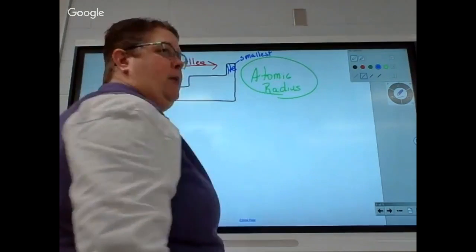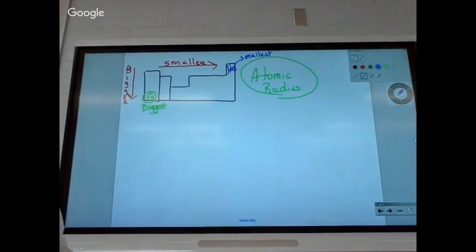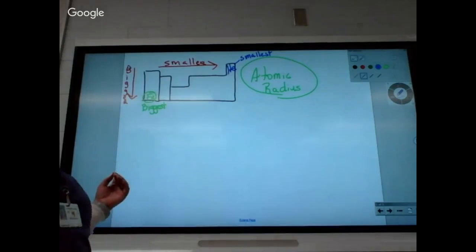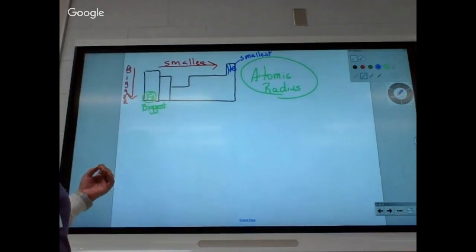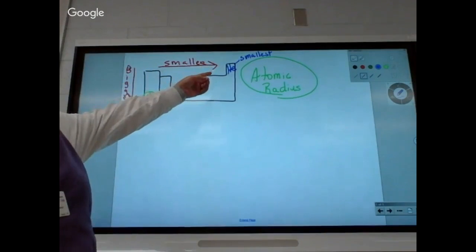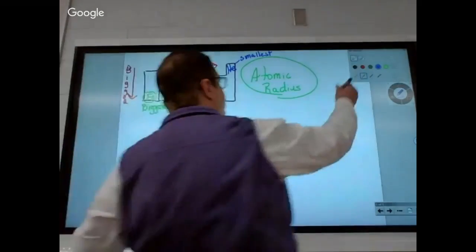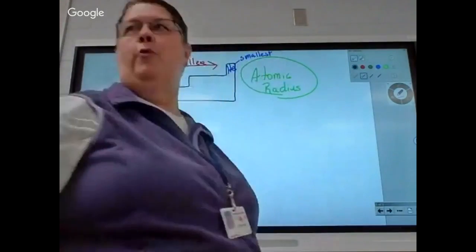Now, some people, instead of learning the arrows, prefer to learn, oh, francium's the biggest. So the closer I get to francium, the bigger I am. The closer I get to helium, the smaller I am. Okay? So, I'm going to give you a couple of questions.